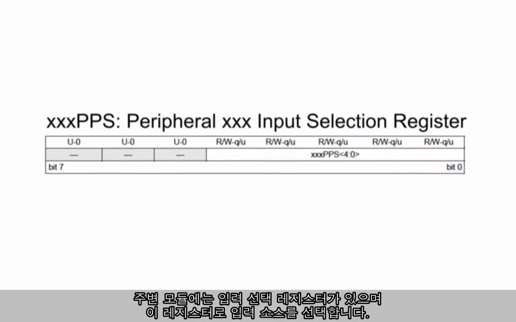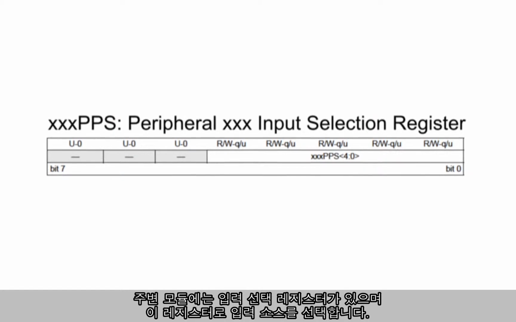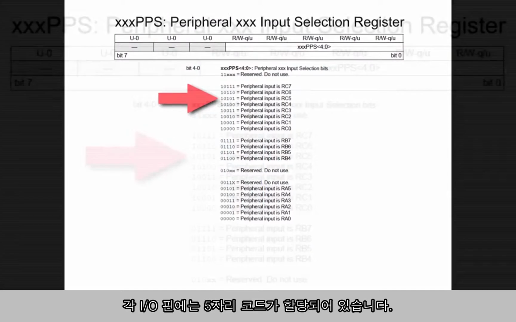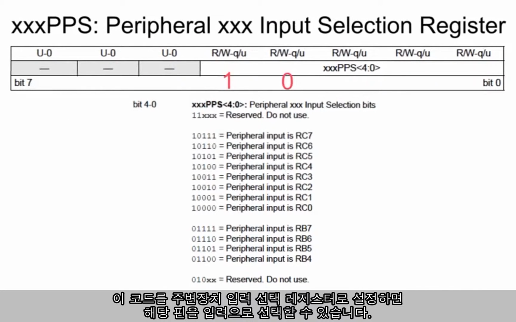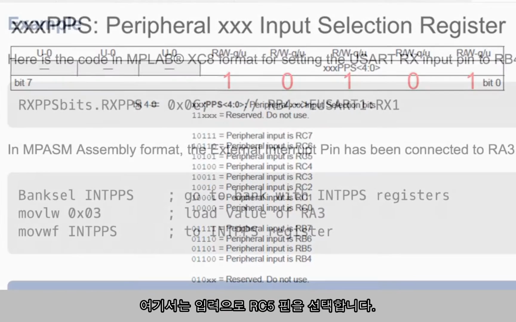Each peripheral has a peripheral input selection register to select the input connection. Each I/O pin is assigned a 5-digit code, and by placing the correct 5-digit code into the peripheral input selection register, that pin is selected as the input. In this case, we've selected the RC5 input.